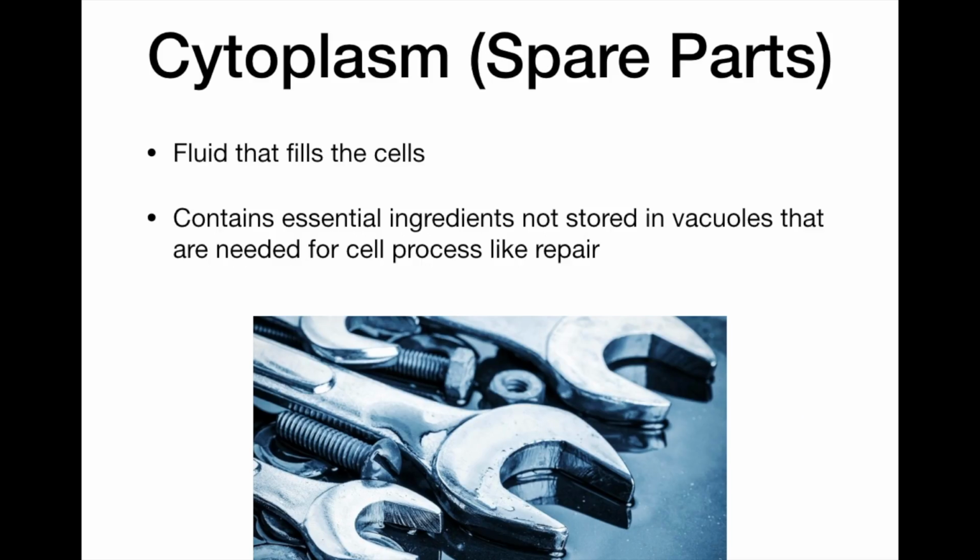Cytoplasm. Cytoplasm are like the spare parts. So those are the nutrients that are floating around in the cell. They're not in the vacuoles because they're not essential, but they can be helpful for some cell processes like growth or repair.